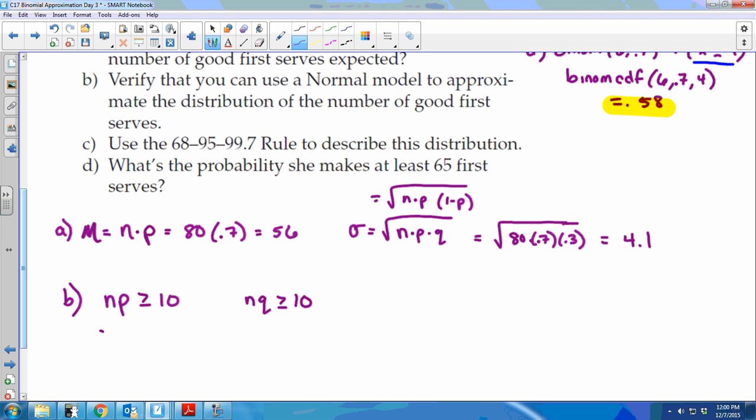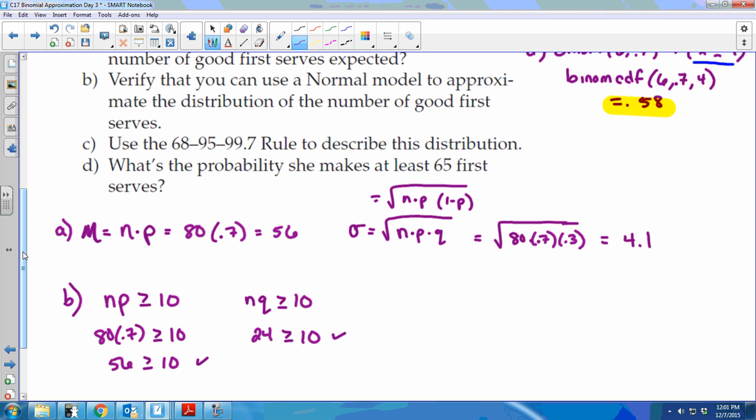So N is 80 times 0.7. You already did that. That's the mean. So 56 is greater than or equal to 10. You can calculate the number of expected failures by doing 80 times 0.3, but if you have 56 successes in 80, then how many failures should there be? Which is 24. Again, that's also greater than or equal to 10. You can still do 80 times 0.3. It does the same thing. Okay? So they're both greater than or equal to 10.